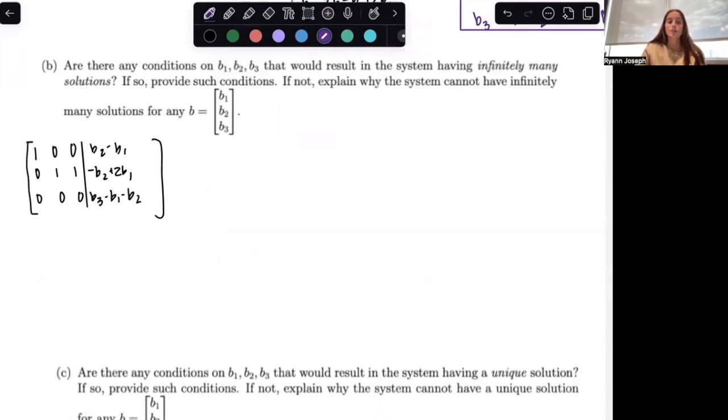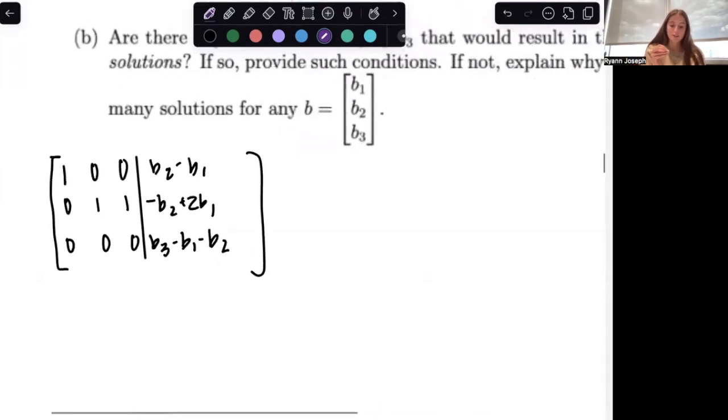So looking at this matrix, we know we have infinitely many solutions when we have a free variable and we don't have 0 solutions, right? So a free variable makes it not unique, and not having 0 solutions must mean it's infinitely many. So we will have these infinitely many solutions if this is equal to 0.